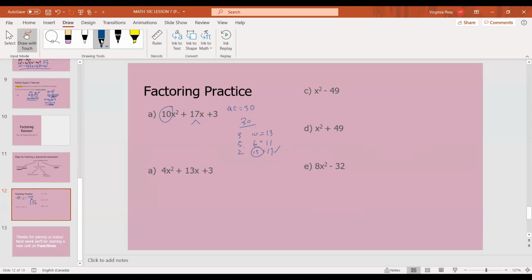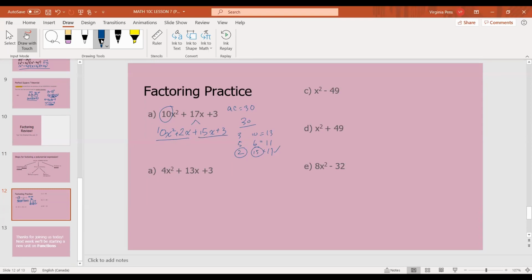We can use 2 and 15 in our grouping. So let's go 2x plus 15x. And we bring down the 3. We bring down the 10x squared. All right, now let's group this. So 10x squared plus 2x, and then 15x plus 3.